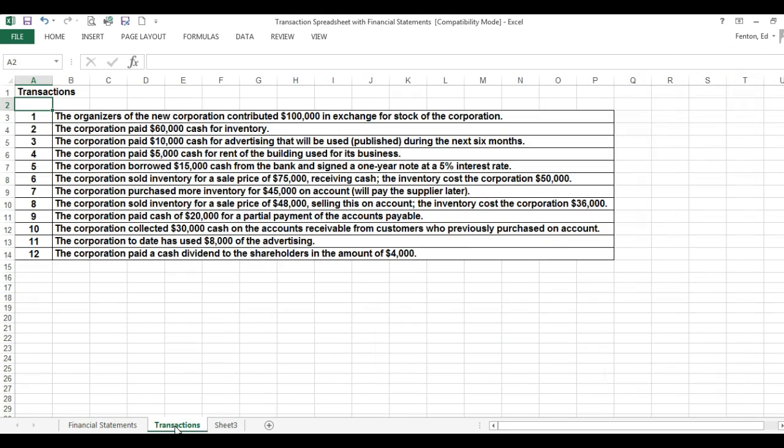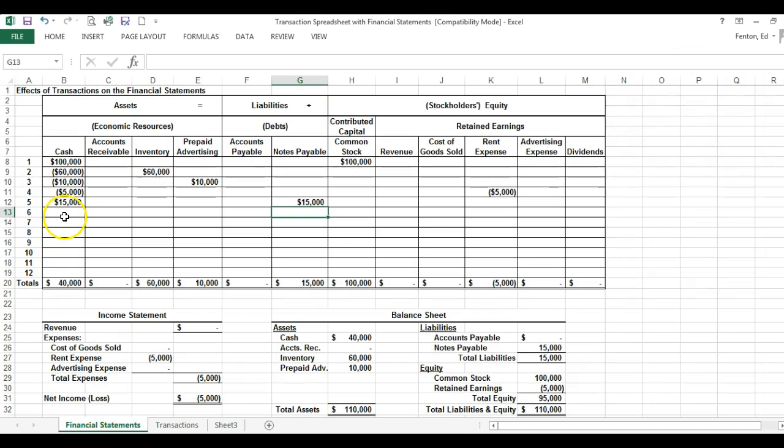Transaction number 6. The corporation sold inventory for a sale price of $75,000, receiving cash, and also the inventory we sold cost $50,000. We have two parts to this transaction. Let's record the sale, $75,000, and cash is coming in the door from the sale.